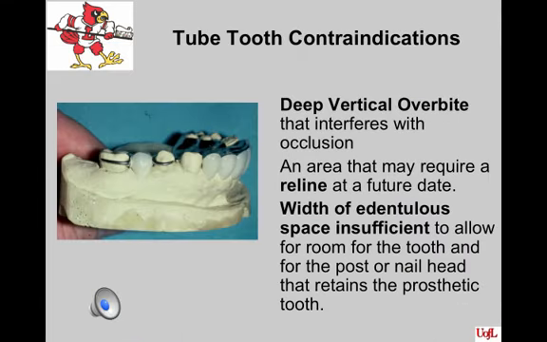The contraindications for the tube tooth are: A, you have a deep vertical overbite that interferes with occlusion. B, if you think a reline is needed in the future, then another replacement method should be chosen. And C, if the width of the edentulous space is insufficient for the nail head that retains the prosthetic tooth, plus the tooth to be luted in place over that retentive component. If it's insufficient, then another method has to be chosen.